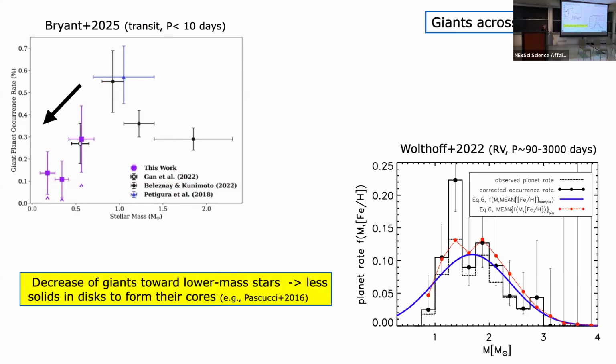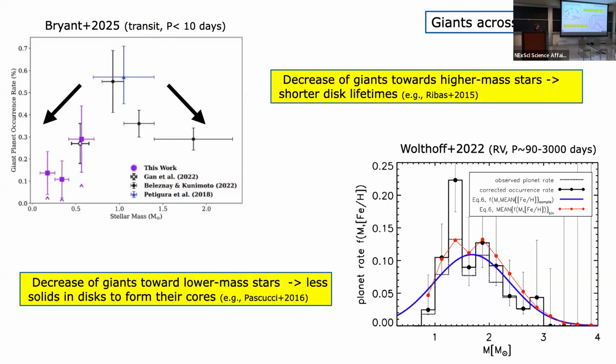And this connects to the previous figure that I've shown you. Regarding the decrease towards the higher mass stars, this could also be due to disk properties, in particular to the observation that gas in disks around more massive stars disperses faster than around lower mass stars. So both of these trends may be due to initial conditions in the disk and how this property scales with the mass of the central star.